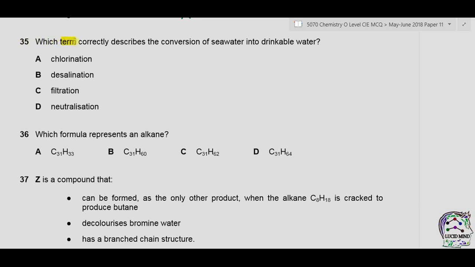Question 35. Which term correctly describes the conversion of seawater into drinkable water? Now, seawater consists of dissolved salts which can be removed to make it drinkable. Part A is chlorination. Chlorination can be used to kill bacteria or pathogens. Still, salts are present, so A is incorrect. Part B, we have desalination. Desalination means removal of salts. So when salts are removed, the water is drinkable. So B could be correct.